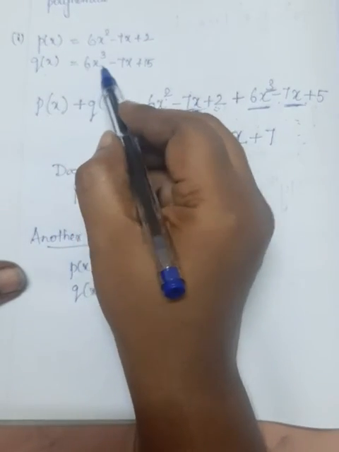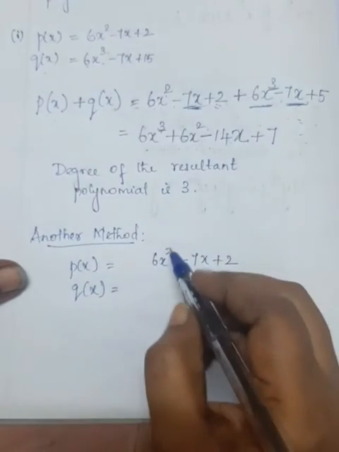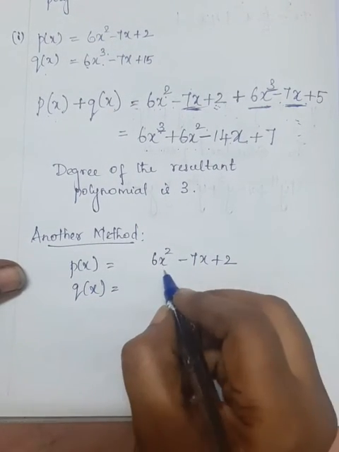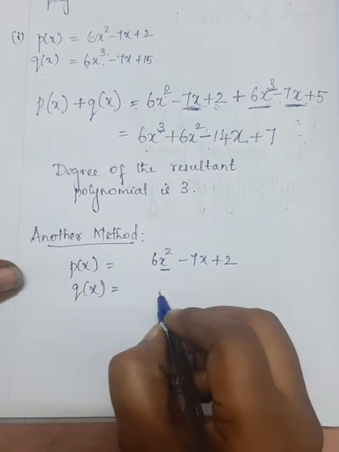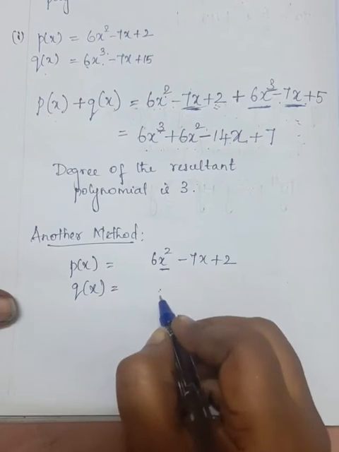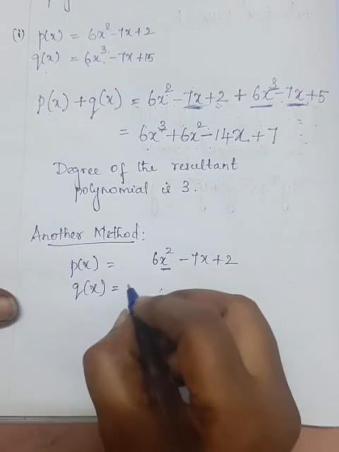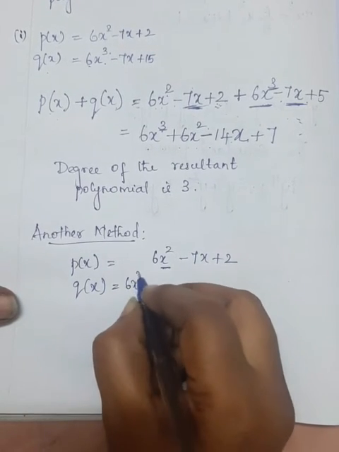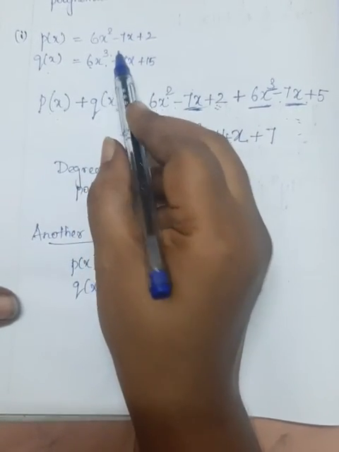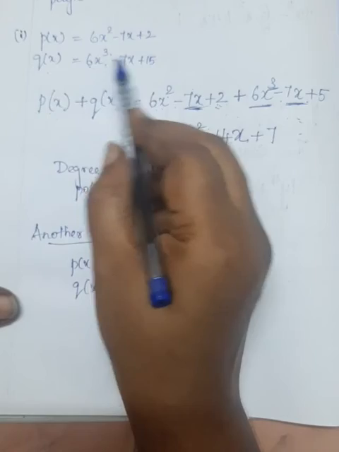In q of x we have 6x cube. So x cube should be written in front, because below x square you should write only the x square term. Below x square you should not write the x cube term. So I'll write 6x cube here. Next, in q of x, you don't have an x square value at all.